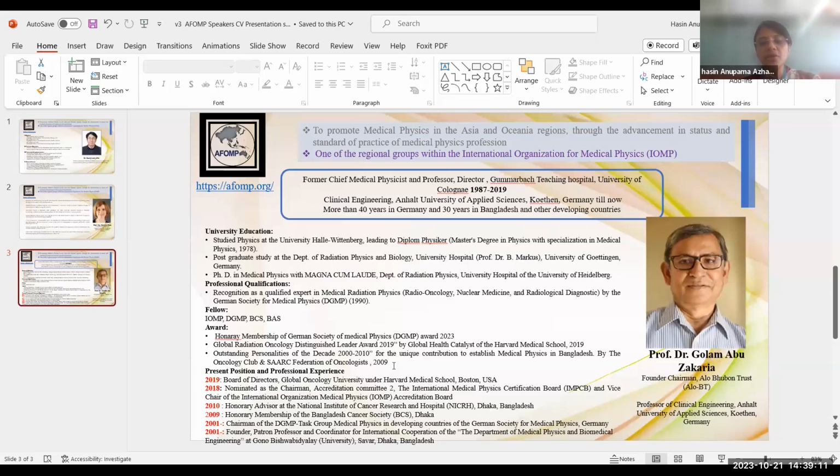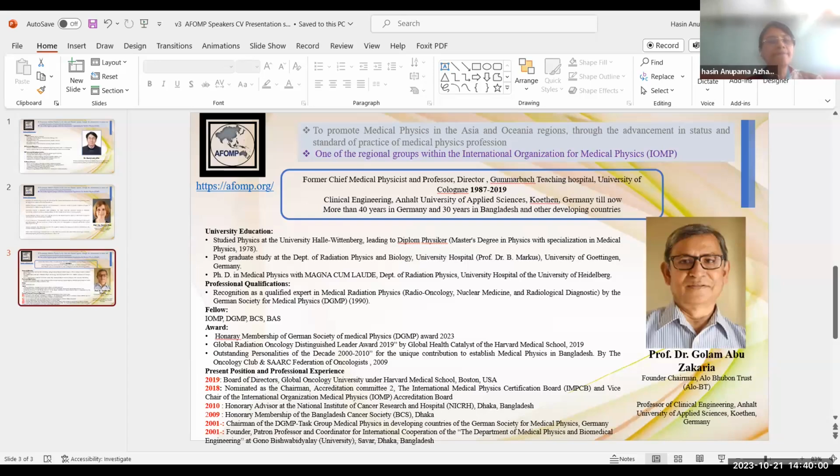Also, he was awarded in 2019 the Global Radiation Oncology Award from Harvard Medical School, and also from the Serbian Federation of Oncologists, the Outstanding Personality of the Decade for his unique contribution to establishing medical physics in Bangladesh. He is the founder of medical physics education in Bangladesh, and also in prevention and diagnostic areas. He has worked in many areas like IMPCB. He is the nominated chairman of the Accreditation Committee of IMPCB, also honorary advisor of the National Institute of Cancer Research and Hospitals, Bangladesh Cancer Society, and chairman of the DGMP task group for developing countries.